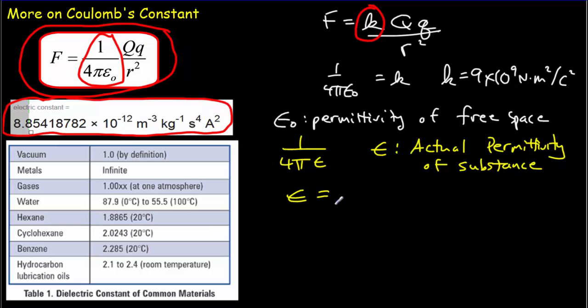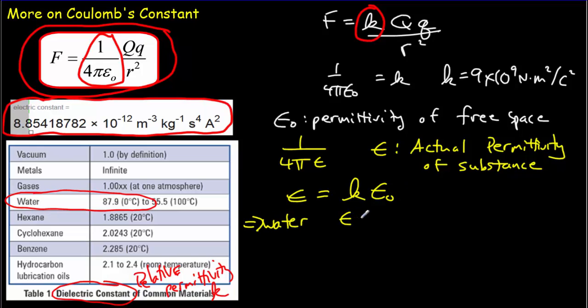And the way that we get the actual permittivity is to multiply one of these numbers here, called the dielectric constant. It's also called the relative permittivity. So for water, for instance, it has a dielectric constant, a relative permittivity of 87.9. And I'm going to use a letter K for this relative permittivity, or the dielectric constant. My actual permittivity will equal K times the permittivity of free space. So in the case of water, I would get an actual permittivity of 87.9 times 8.85 times 10 to the minus 12.